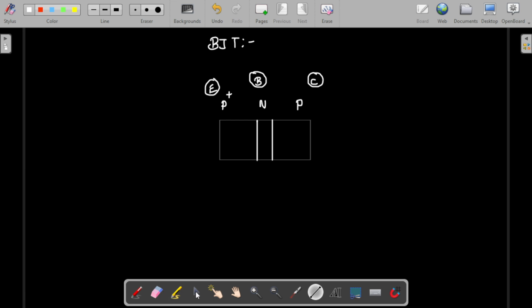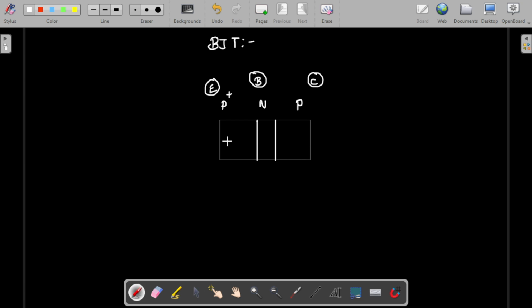So this is how the base width is. Let me extend it a little bit. Okay, so usually the width of the emitter will be larger and the width of the collector will also be larger, but the width of the base will be very small, very thin. I will let you know why.